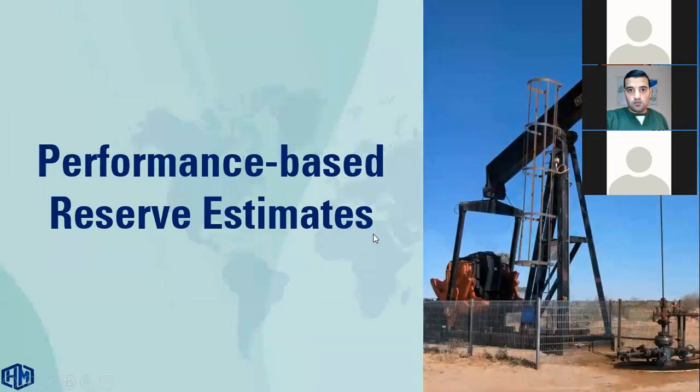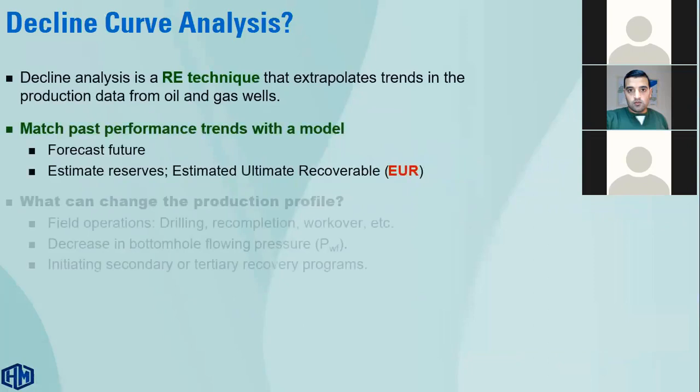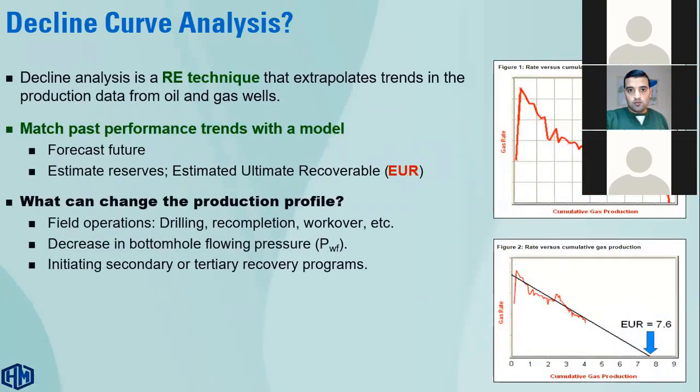The second group of reserve estimation techniques is the performance-based techniques. The first one is decline curve analysis, with two parts of this technique, conventional and advanced. Simply, decline curve analysis is an important reservoir engineering technique used for reserve estimation by matching the past performance, as you can see, to predict the future performance and calculate reserve and get the EUR, or estimated ultimate recovery.